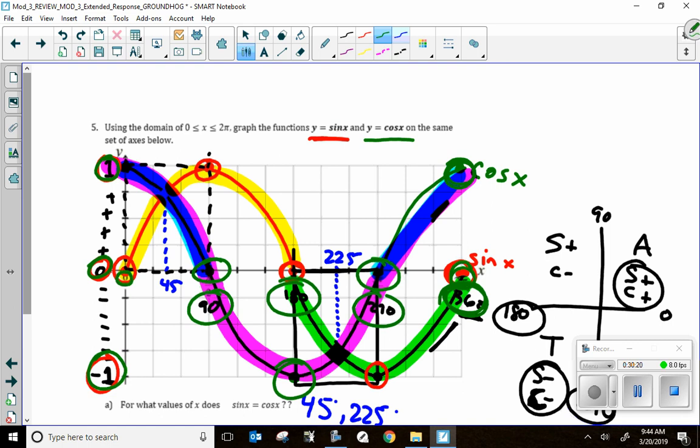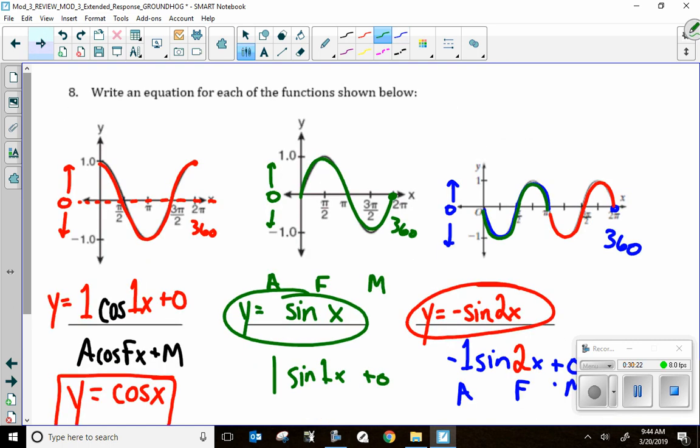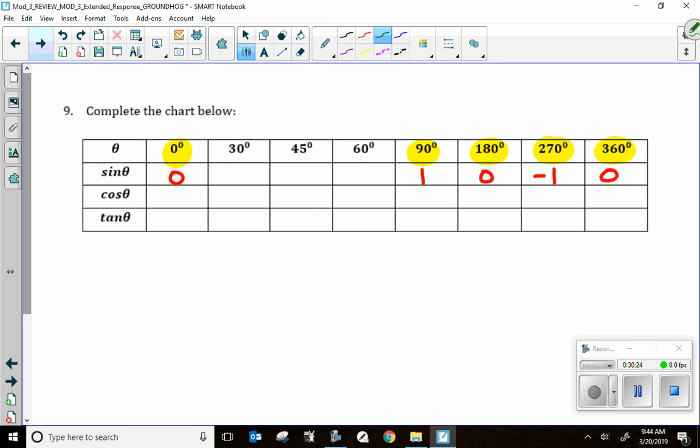All right? So I'm going to come back here and say cosine starts up high at 1, and it ends at 360 up high at 1. In the middle at 180 is its low point at -1. And in between at 90 and 270, that's when it hits my midline of 0.